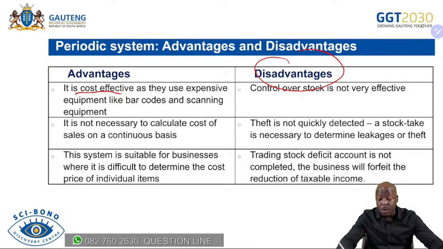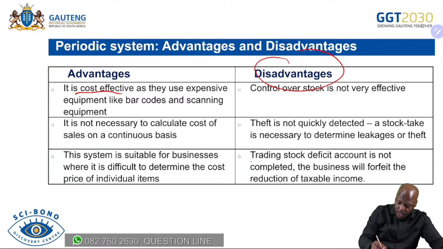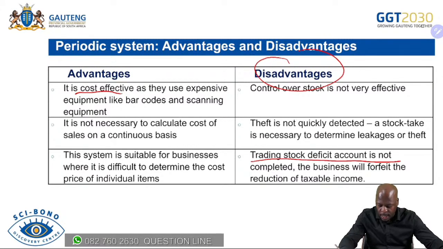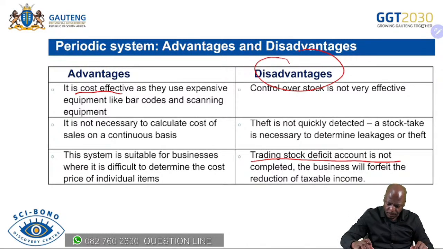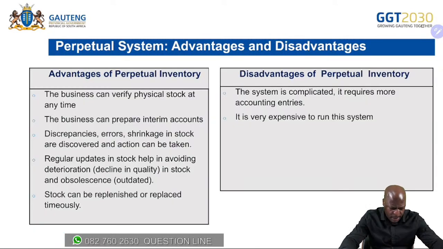And then trading stock deficits are also not completed. The business will forfeit the reduction of taxable income. I want us to come to the perpetual inventory system. The perpetual inventory system. The first point is that the business can verify physical stock at any time.